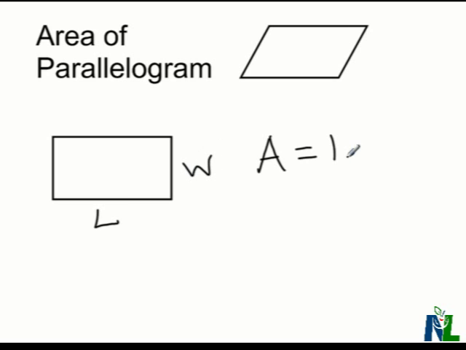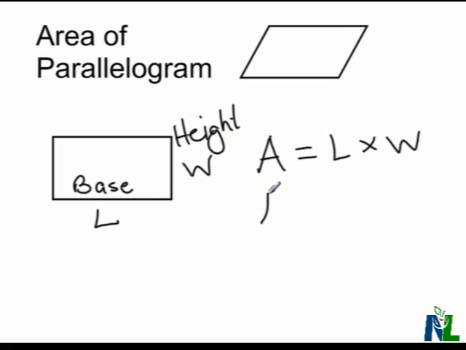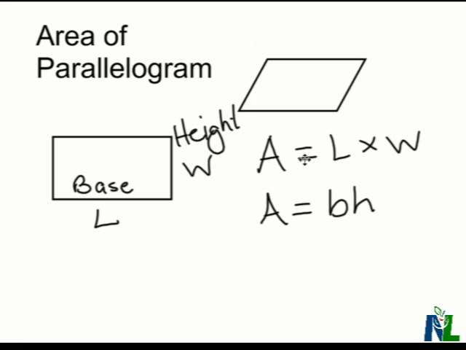by the width. Okay, and another word for length is the base. And another word for the width is actually called the height. So you may have learned it to be the area of a rectangle is the base multiplied by the height, or BH. Now we're going to take a look at this parallelogram.